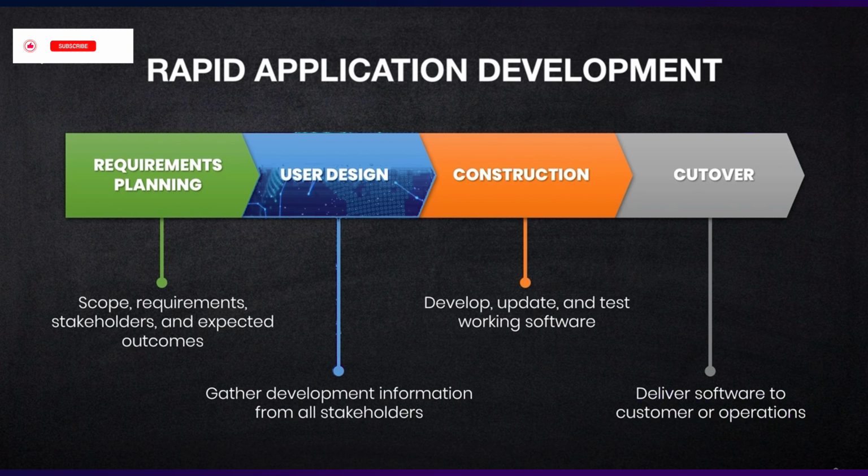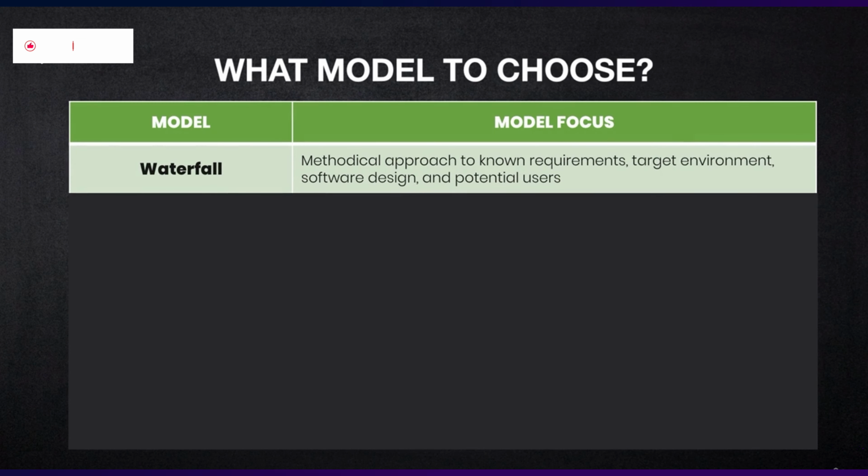So I know we talk about a lot of different methodologies. At this point, you might be asking, wow, which one do I use and when do I use it? So let's talk about all of the different methodologies in a very quick review. If you want a methodological approach to known requirements, you know the target environment, you know the software design, and you know the potential user, the waterfall model is what you want to use, because you are going to step through each step methodologically and think things through very thoroughly before you move to the next step.